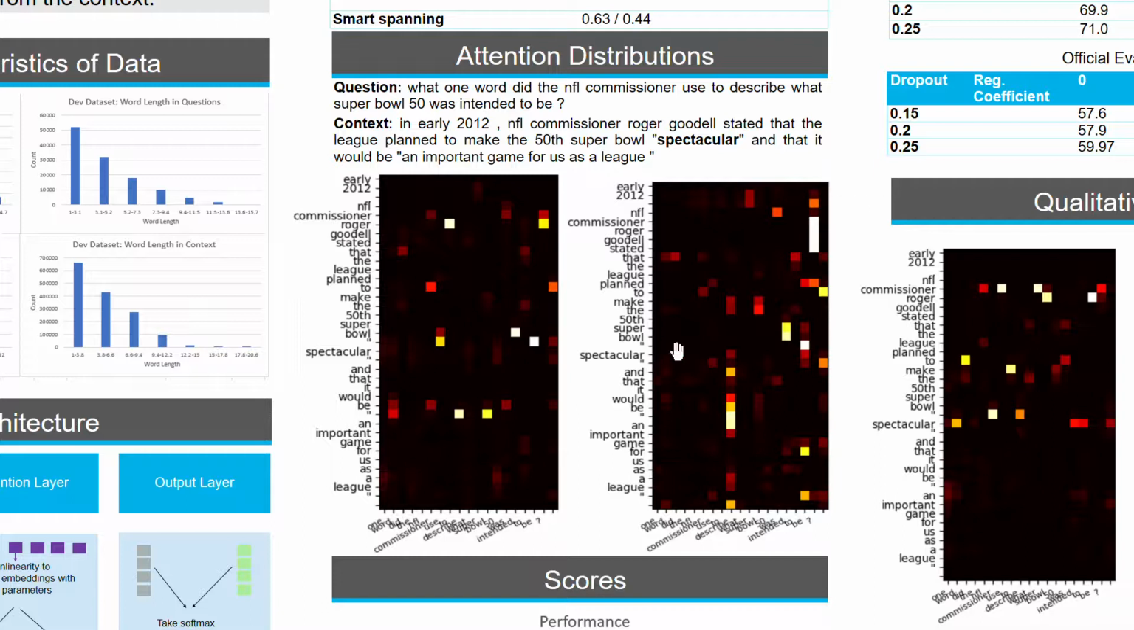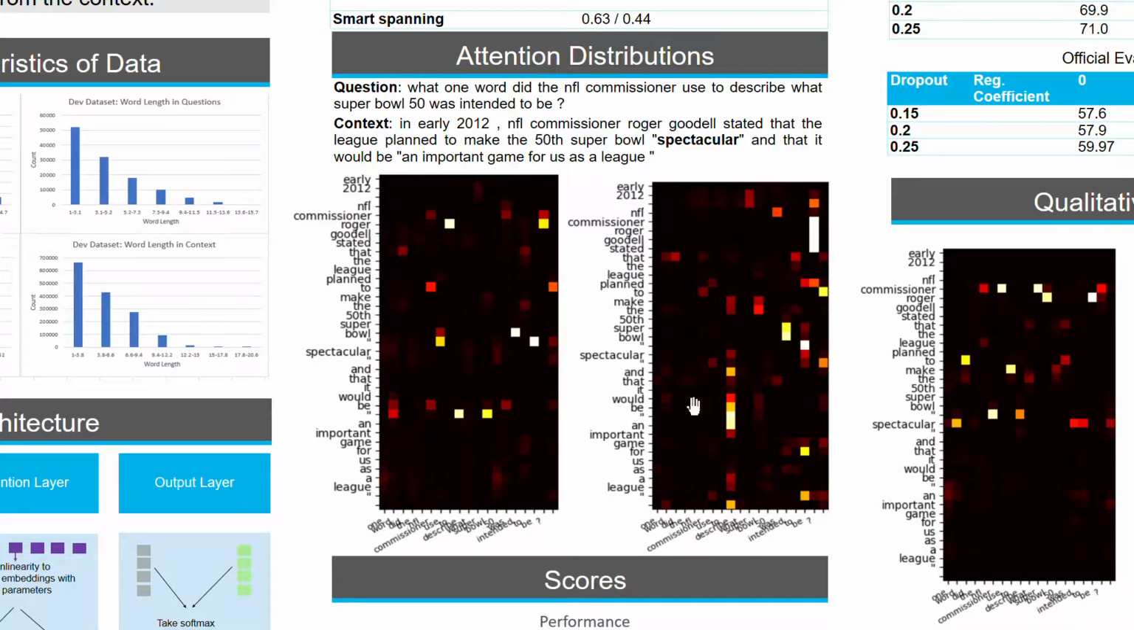But we look at the attention distributions here. We have question to context, and we see that it does pay attention fairly well around here to spectacular, which is our answer. It pays attention to this part here, thinking about the NFL commissioner. But we look at the context to question, and we see that it's actually paying attention incorrectly to the second quotation. We see a little bit of that here too, which is not what we want to be seeing. We're looking for one word that the commissioner used.